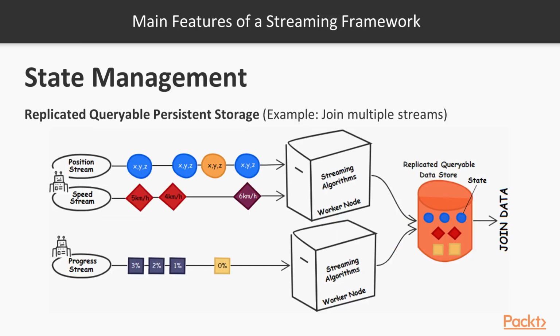When you simply cannot afford the risk of losing data, it's time to rely on replicated, queryable, persistent storage. Besides avoiding this risk, we also can take advantage of joining multiple streams. This way, we can provide complex analysis of the current data based on a multi-stream state.